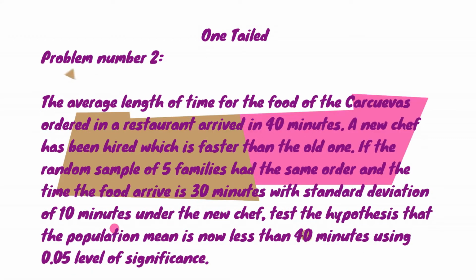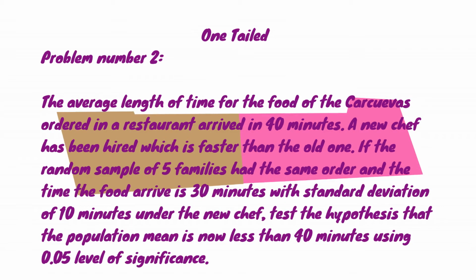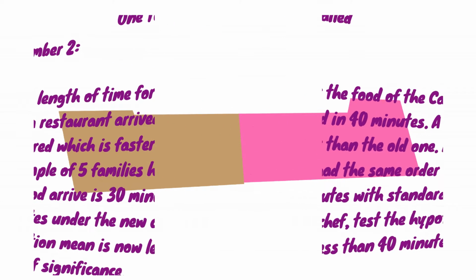Problem number 2. The average length of time for the food of the Carcuevas ordered in a restaurant to arrive is 40 minutes. A new chef has been hired who is faster than the old one. If a random sample of 5 families had the same order and the time the food arrived is 30 minutes with a standard deviation of 10 minutes under the new chef, test the hypothesis that the population mean is now less than 40 minutes using 0.05 level of significance.